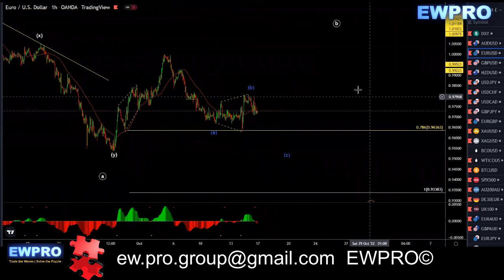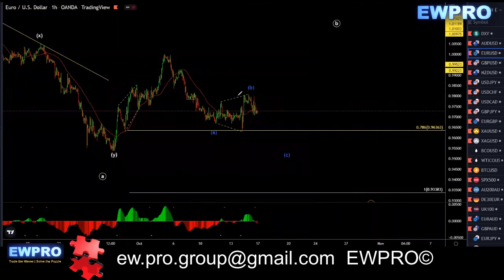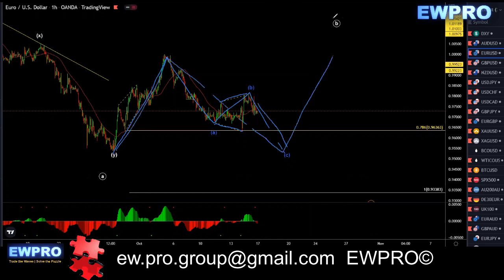On the H1, you can see what I'm looking at. We got this little expanding flat. Most of the pairs gave it with the news during the week. So we got that A, B, C, and then we get the A, B, C to finish off this B wave. Then we more than likely get more downside.